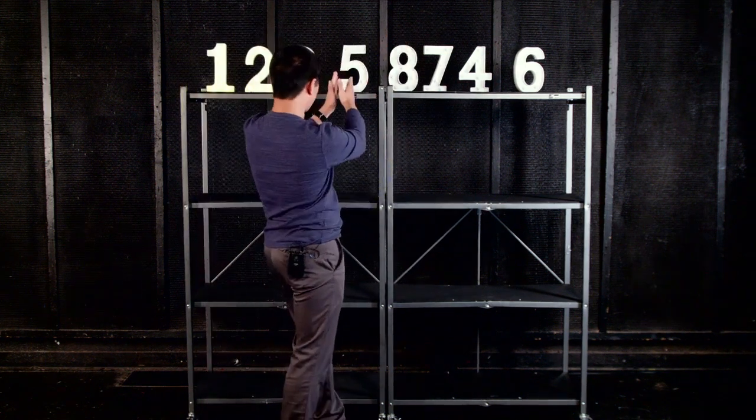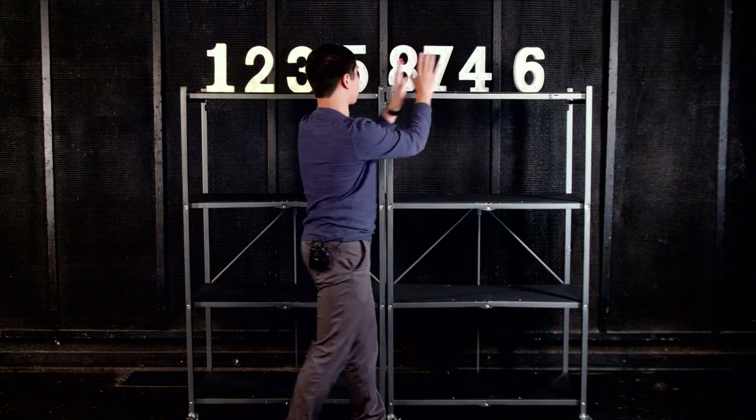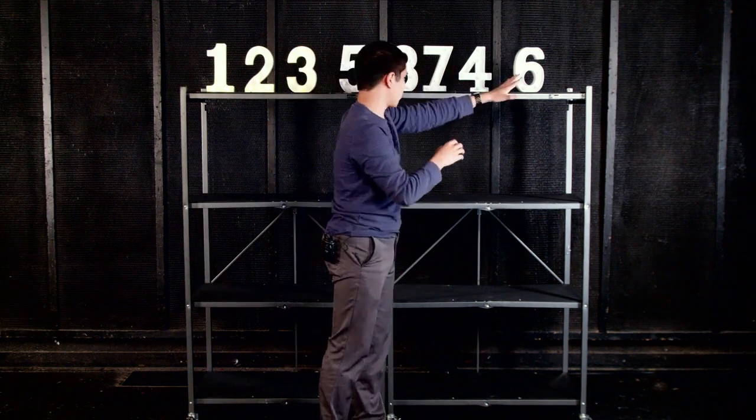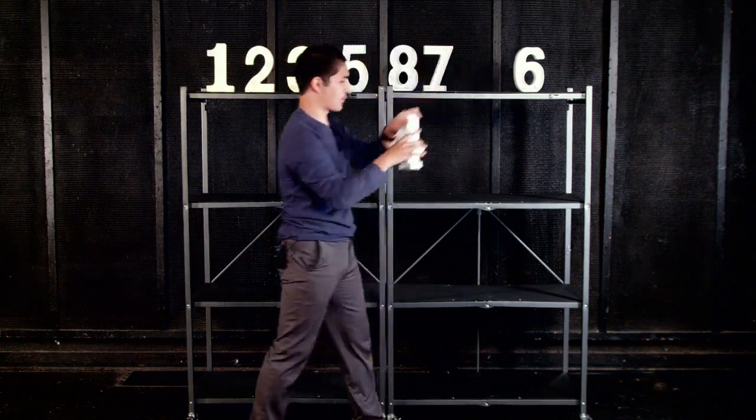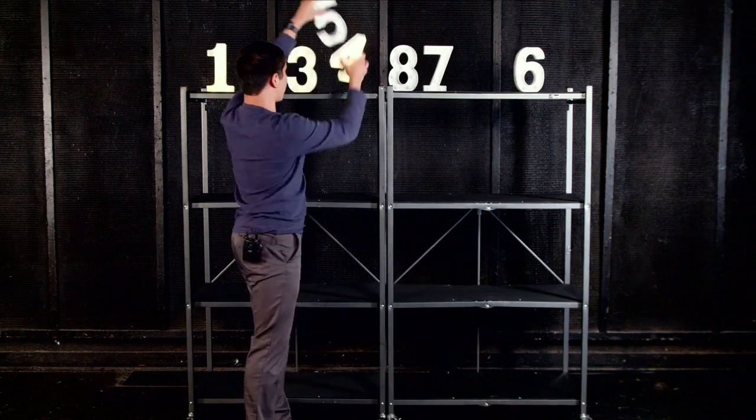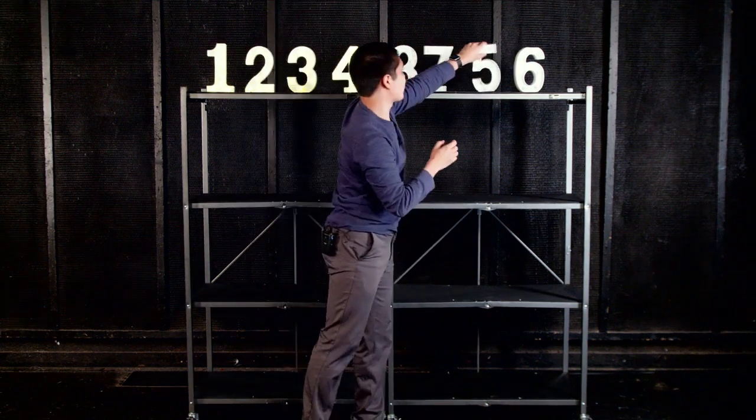Now I'm going to look at the 5. 8 and 7 are both bigger. The 4 is smaller than the 5. But the 6 is bigger. So the 4, that's the smallest number I've seen so far. So the 4, that's going to go into place, and I'll swap it with the 5.